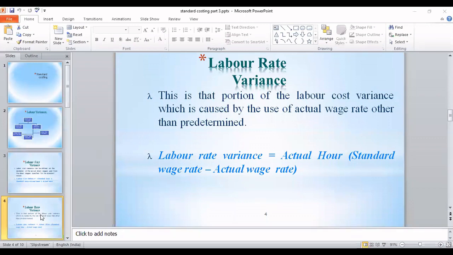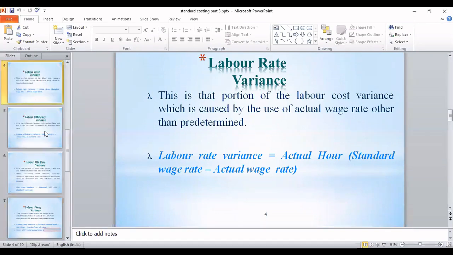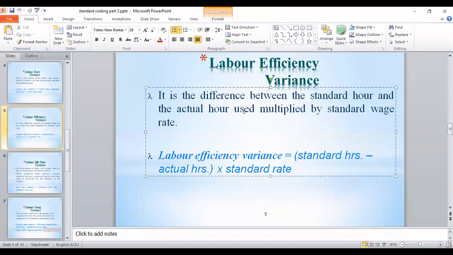Then the next one is labor efficiency variance. We get this when there is a difference in the efficiency of the labor. You thought that your labor can complete the task in 15 hours. But actually he took more than that. Is it possible? He finished the task in 18 hours. Or you expected that labor is going to complete this within 15 hours, but he took only 12 hours to complete the task. Is it also possible?